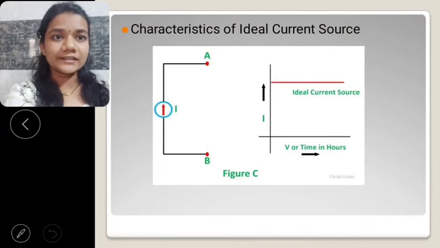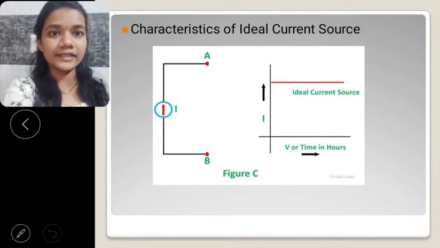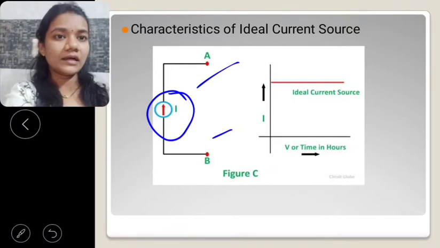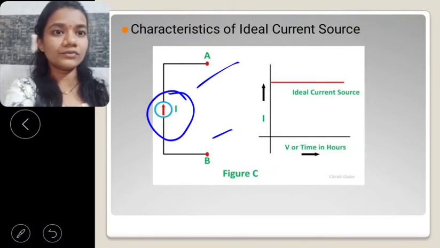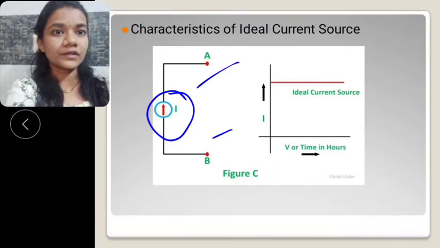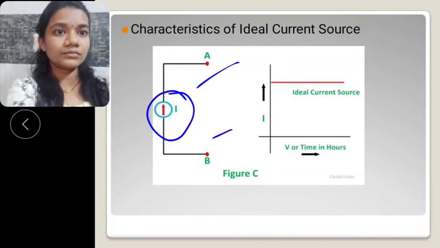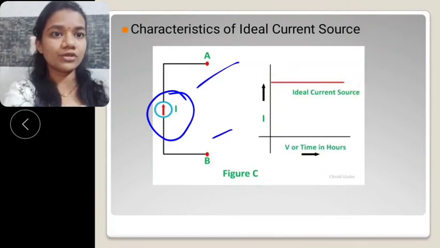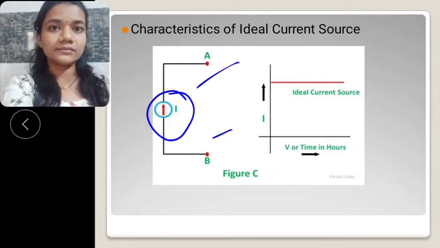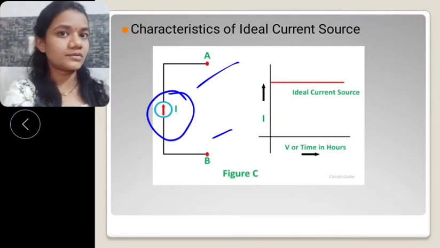And what are the characteristics of current sources? This is the circuit diagram of a current source, with terminal A and terminal B, and this is the current source. Now the characteristics are drawn. On the x-axis there is voltage, and on the y-axis there is current. This is the line of the ideal current source, which supplies a constant current.